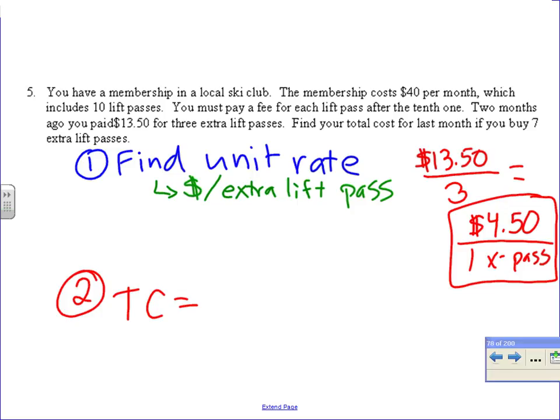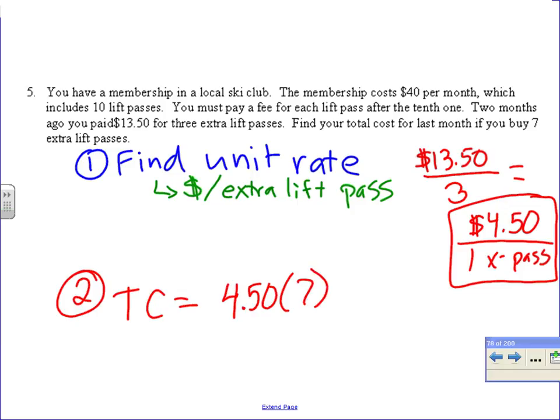Okay, that's part of it. $4.50 times 7. Annalise, where did you get the 7? Good. We need to figure out the total cost based on 7 extra lift passes. What else do we need, though, to find the total cost? Justin? Good. What was that $40, Justin? What did that mean? Good job.